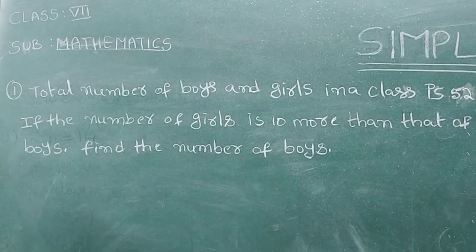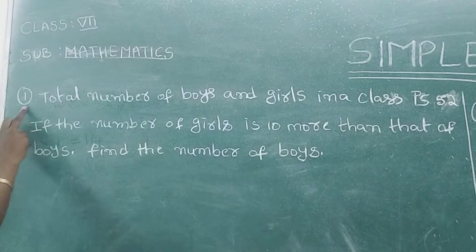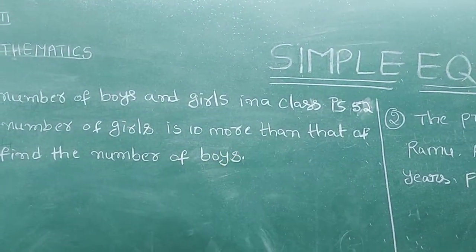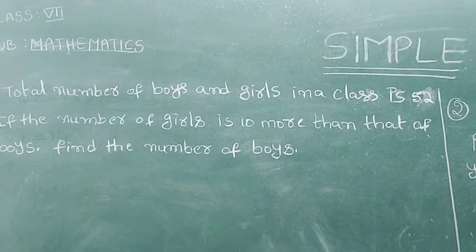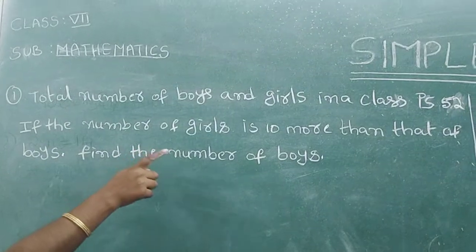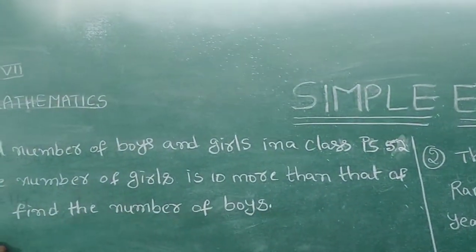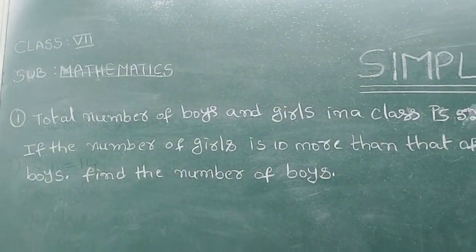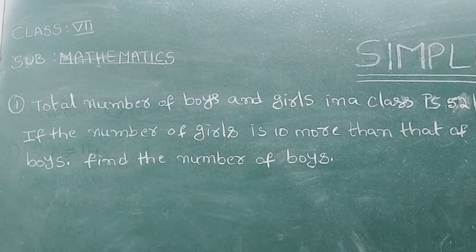Solve some practical problems. For example, the total number of boys and girls in a class is 52. If the number of girls is 10 more than that of the boys, find the number of boys.